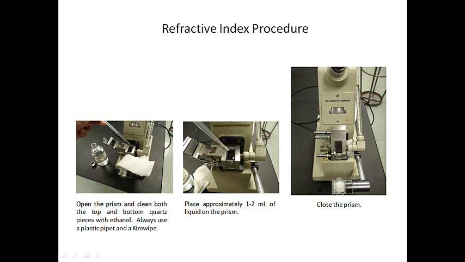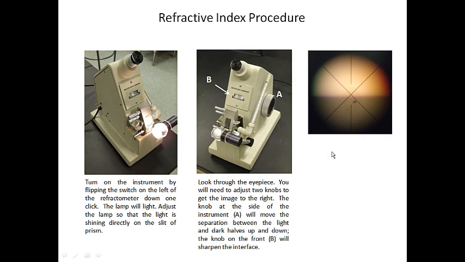So the sample prep is very easy. You turn the instrument on by flipping the switch on the left hand side down to the horizontal position. The light will come on.